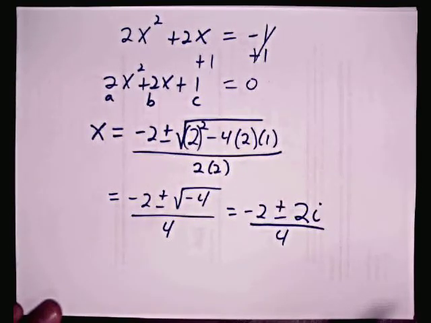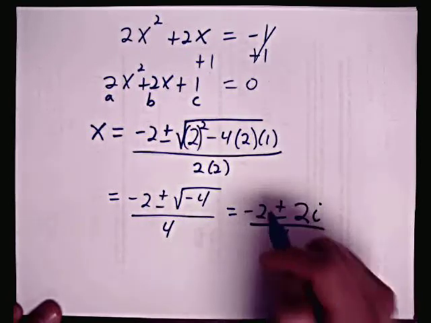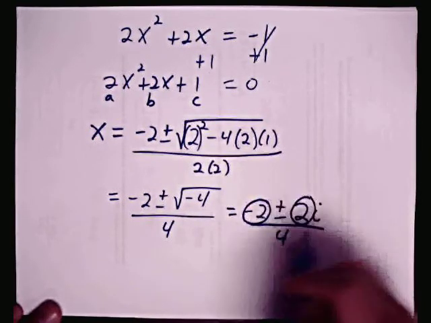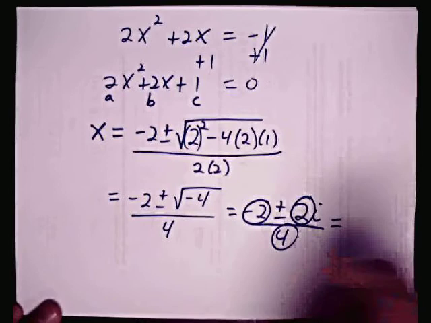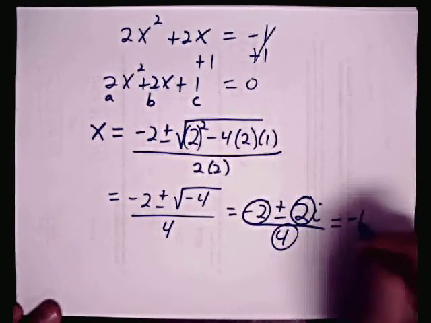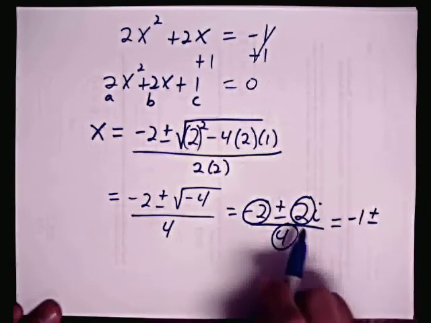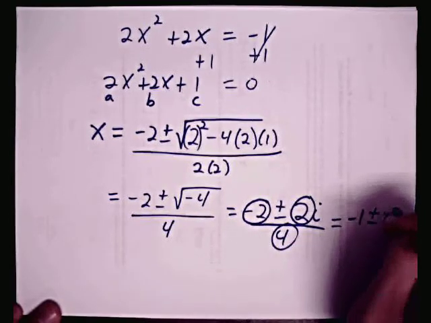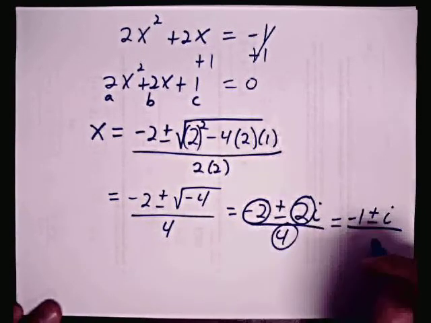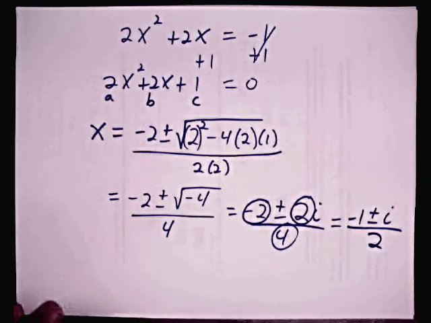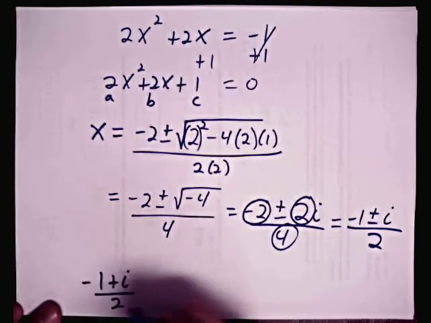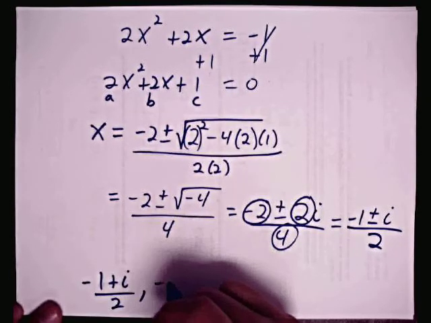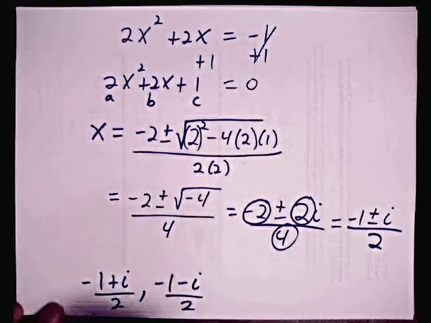And your last thing you should always do, once you've simplified your square root, look at this and this and this. See if there's a common factor that divides those. And there is. They're all divisible by 2. So -2 divided by 2 is -1. Plus and minus 2i divided by 2 is i. And 4 divided by 2 is 2. So our solutions, -1 plus i over 2, comma, -1 minus i over 2.